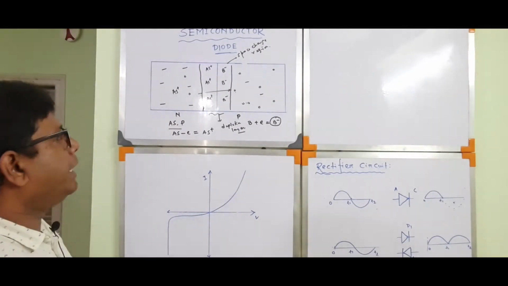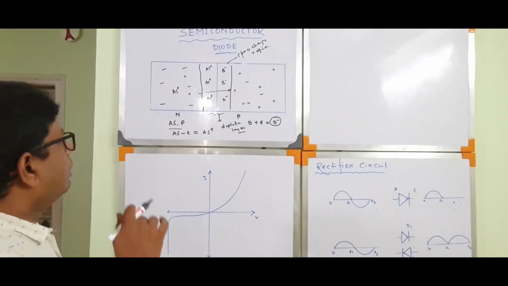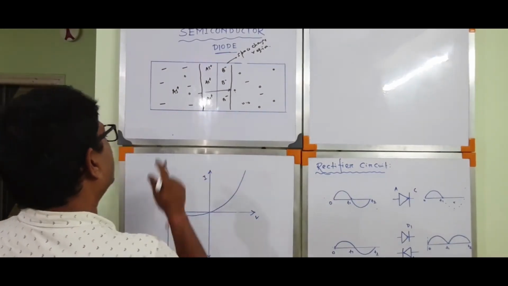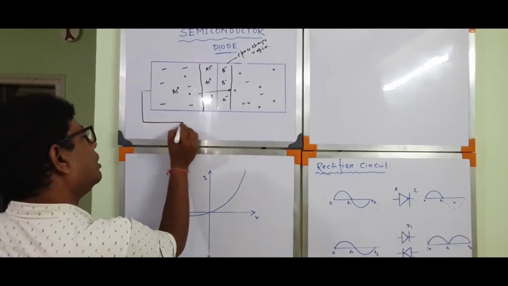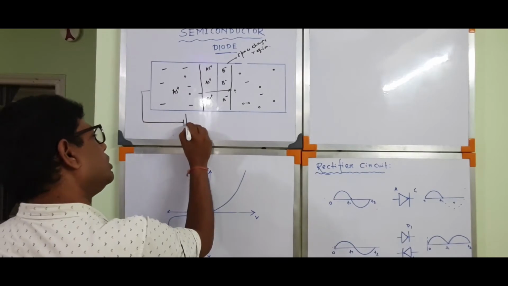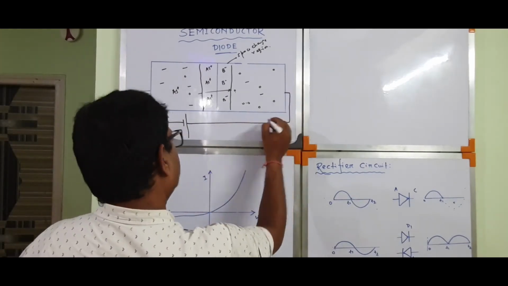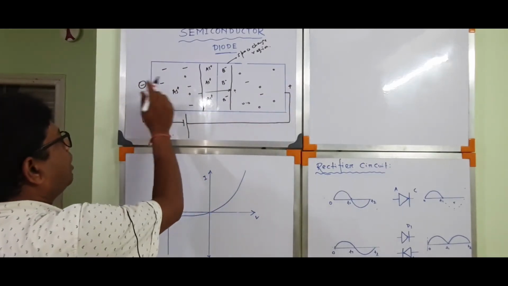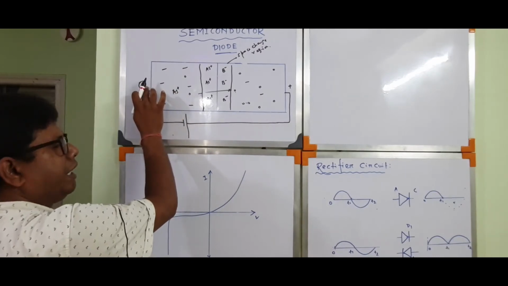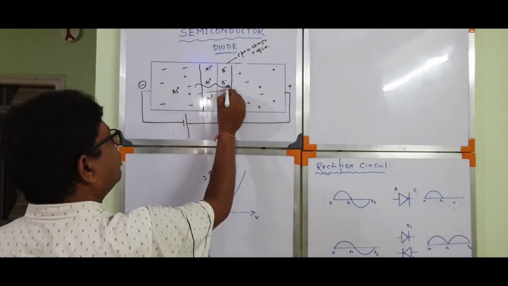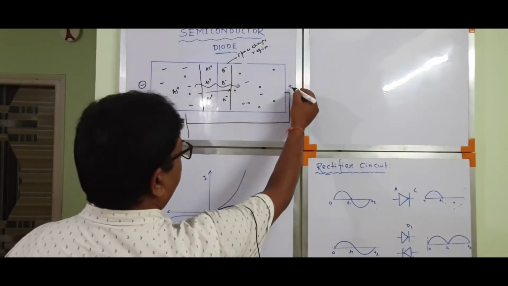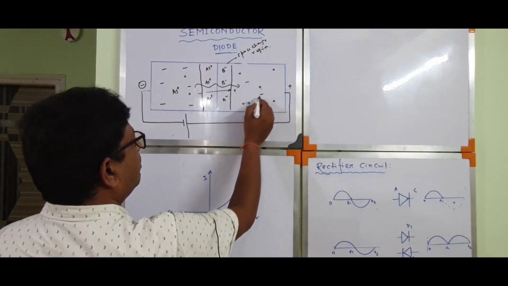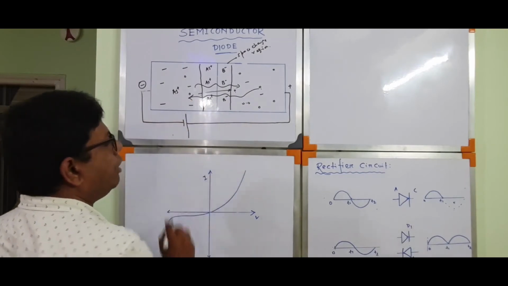But if you want to operate this bar, you have to bias it. Biasing means you have to connect some biasing source. Suppose you connect the negative terminal here and the positive terminal here. Due to the negative terminal, free electrons will be repelled by this negative electrode and will move from this side to this side. And for the positive electrode, the holes, the positive charge carriers, will be repelled by the positive electrode, and ultimately will move from this side to this side, and current will be flowing through the circuit.